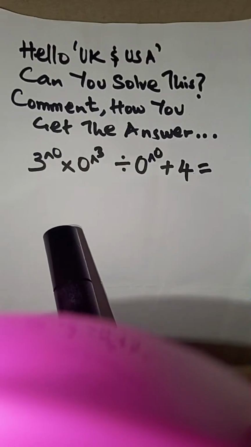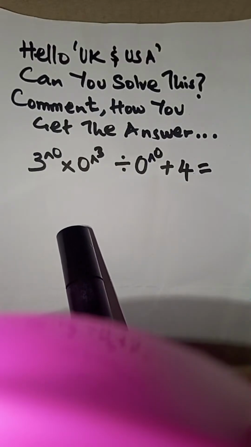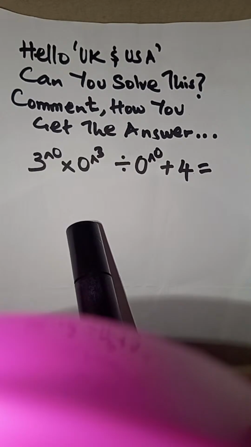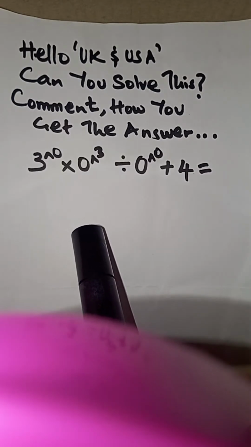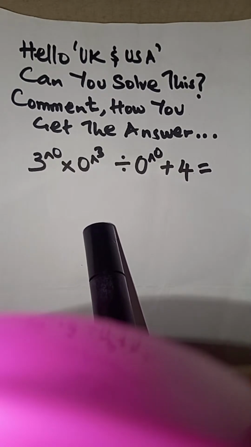So we are told 3 raised to power 0 multiplied by the product of 0 raised to power 3.